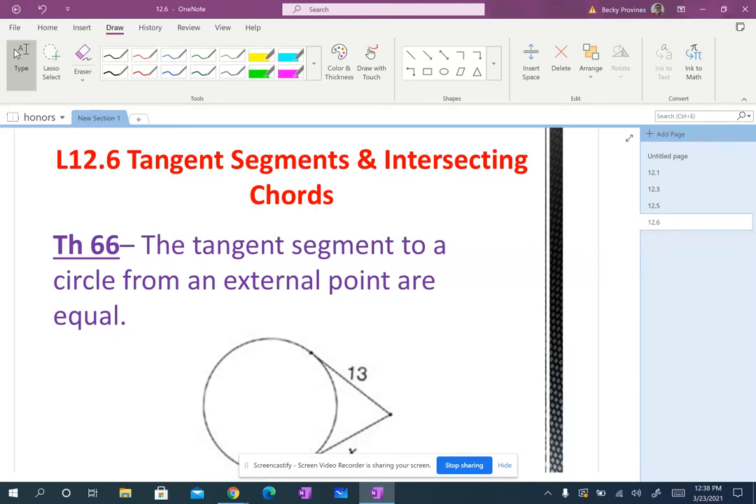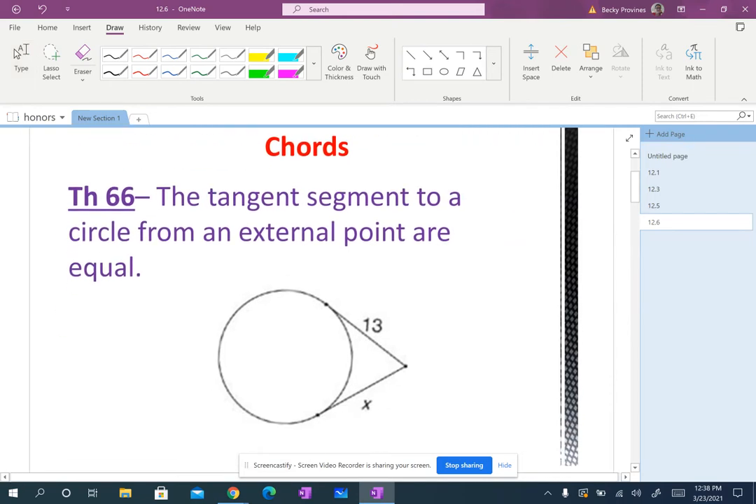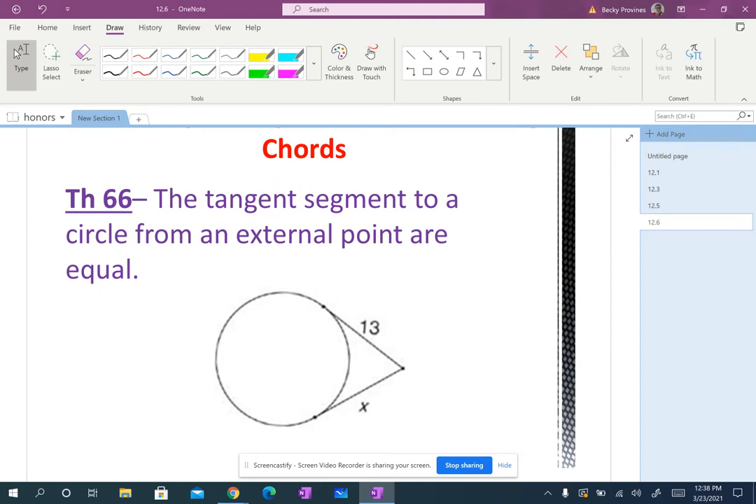Hi, we're going to do lesson 12.6, tangent segments and intersecting chords. Okay, so theorem 66 says that tangent segments to a circle from an external point are equal.